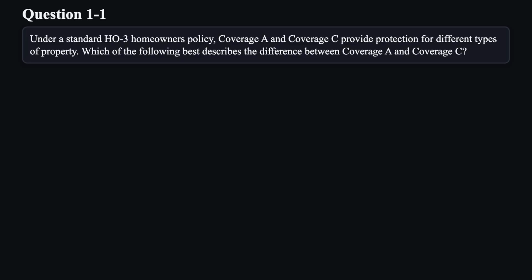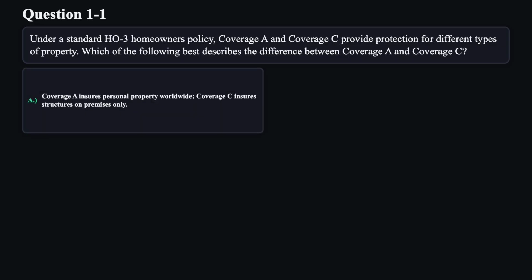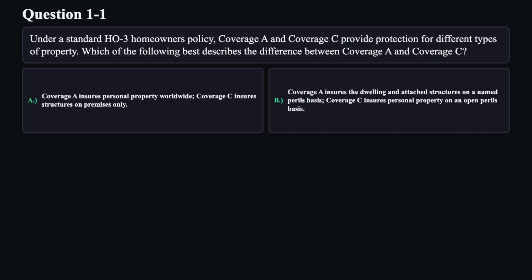Under a standard H03 homeowners policy, Coverage A and Coverage C provide protection for different types of property. Which of the following best describes the difference between Coverage A and Coverage C? A. Coverage A insures personal property worldwide. Coverage C insures structures on premises only. B. Coverage A insures the dwelling and attached structures on a named perils basis. Coverage C insures personal property on an open perils basis.